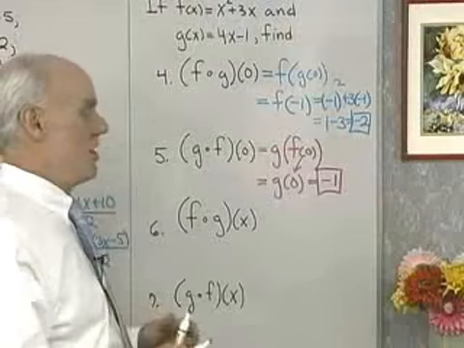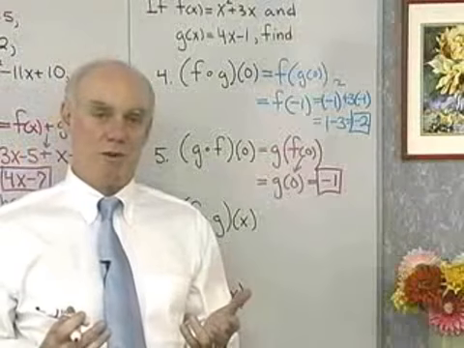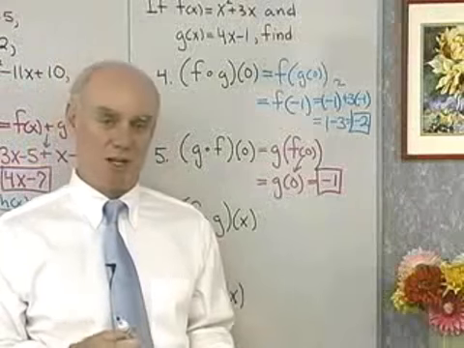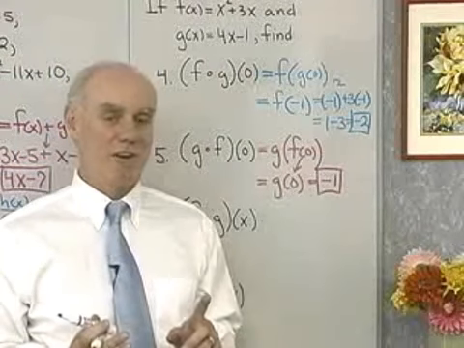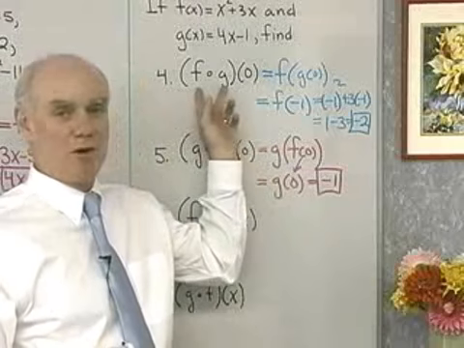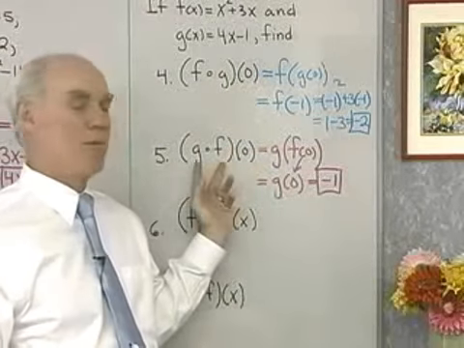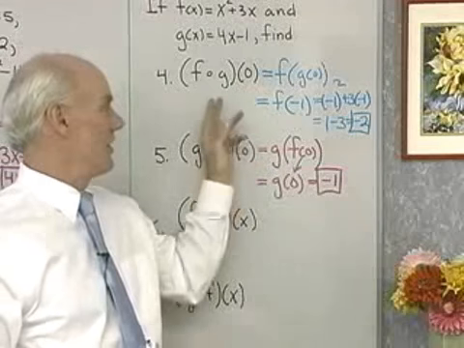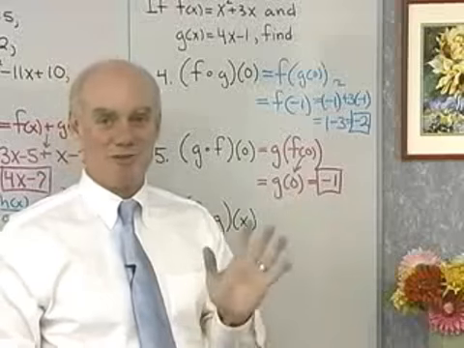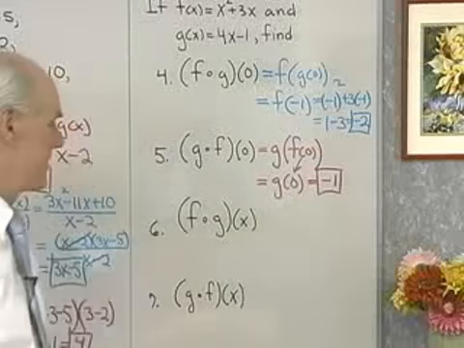So you can see in general, addition and multiplication with functions would be commutative. That is, f plus g would be the same as g plus f. But with composition of functions, it's not necessarily commutative, as you can see right here. F composed with g of 0 is a different number than g composed with f. So if I change the order in my composition of functions, I may change the result right here. So it's not commutative. Let's look at the next one.